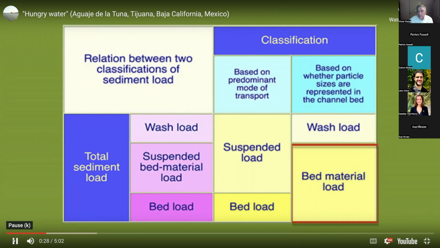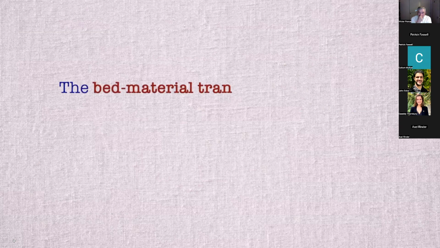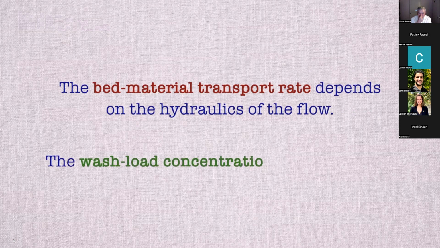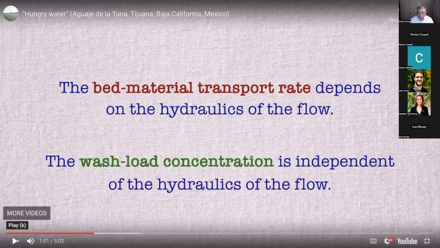Wash load is the fraction of sediment load whose particle sizes are not significantly represented in the channel bed. Wash load is the sediment size that is fine enough to be carried by the flow without affecting or being affected by the hydraulics. The bed material transport rate depends on the hydraulics of the flow, while the wash load concentration is independent, for the most part, of the hydraulics of the flow. When we say for the most part, we mean it.